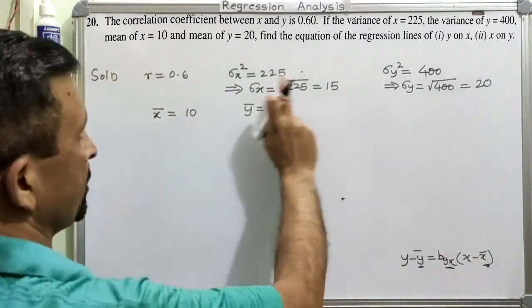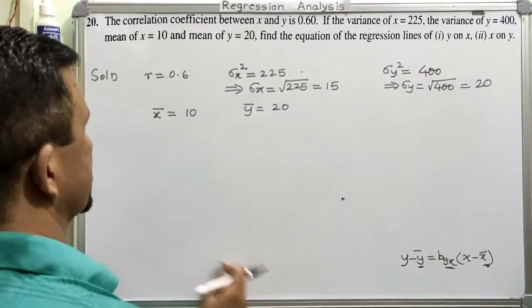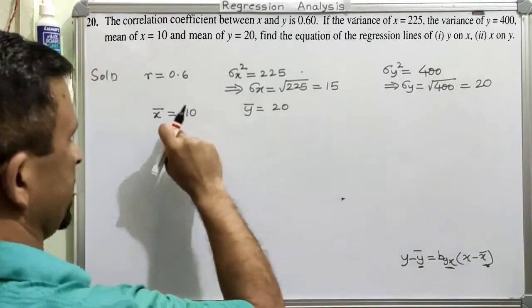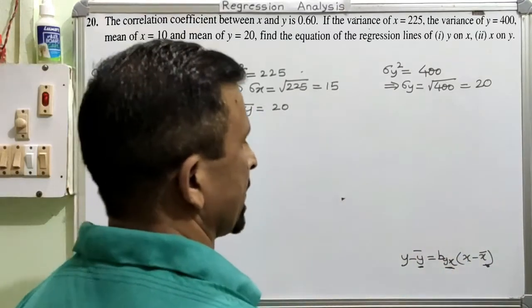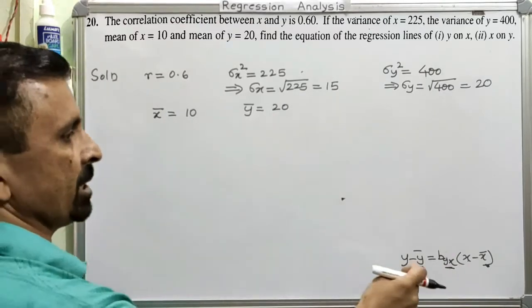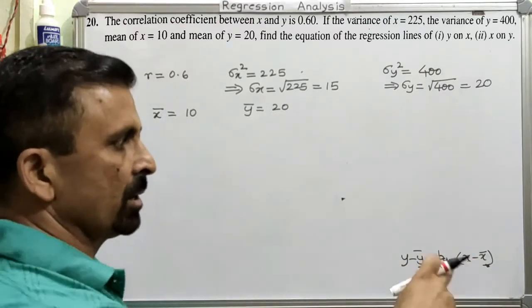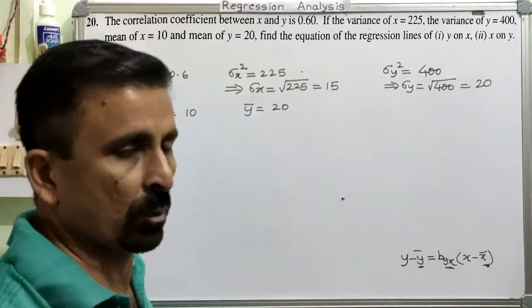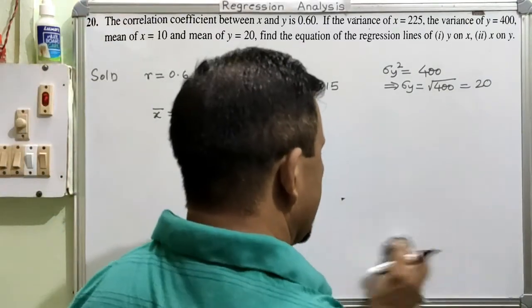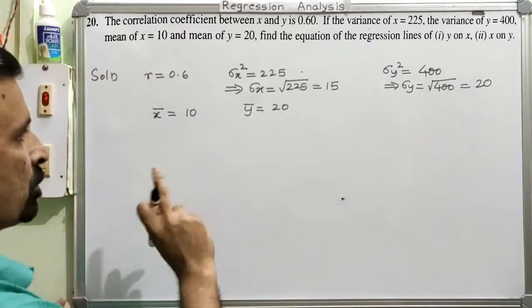Now when you come back to your information, byx is missing. Y mean? Yes. X mean? Yes. So what is missing is byx. That means first of all we have to find out the value of byx, and then we will get this equation. And for the other equation, we have to calculate the other regression coefficient. Am I very clear? So first of all, let us find out the two regression coefficients.